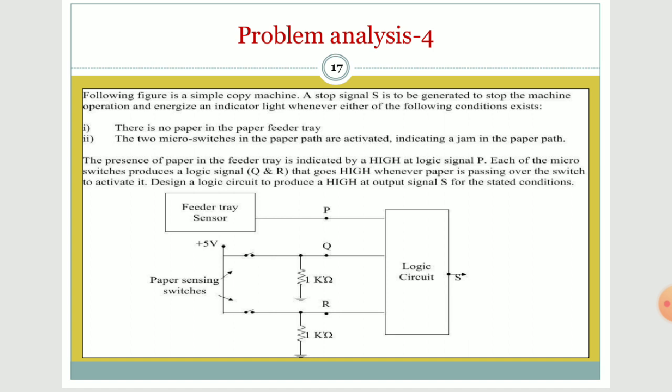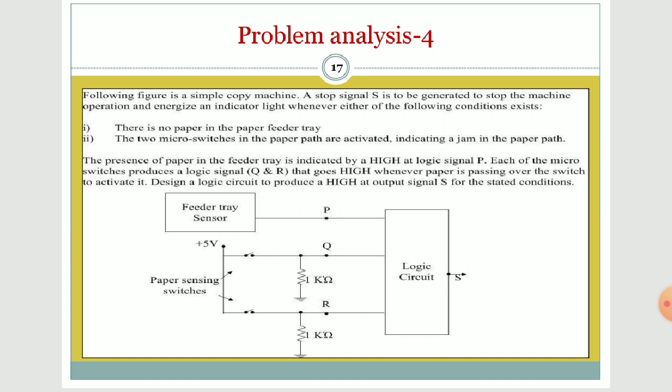Today we are going to show you how you can design a logic circuit which produces a high output signal S for the given condition. Here the given figure represents a simple copy machine. There is a stop signal S which is to be generated to stop the machine operation and energize an indicator light whenever either of the two conditions exist.